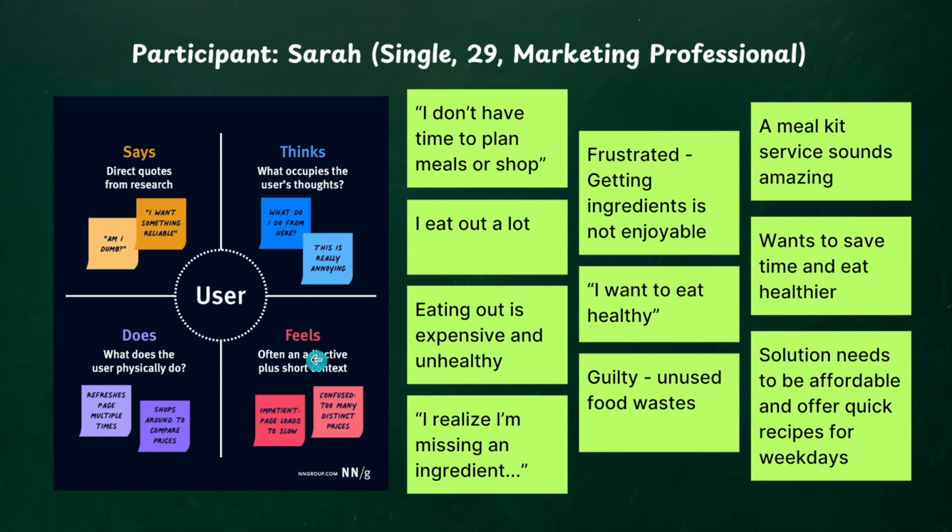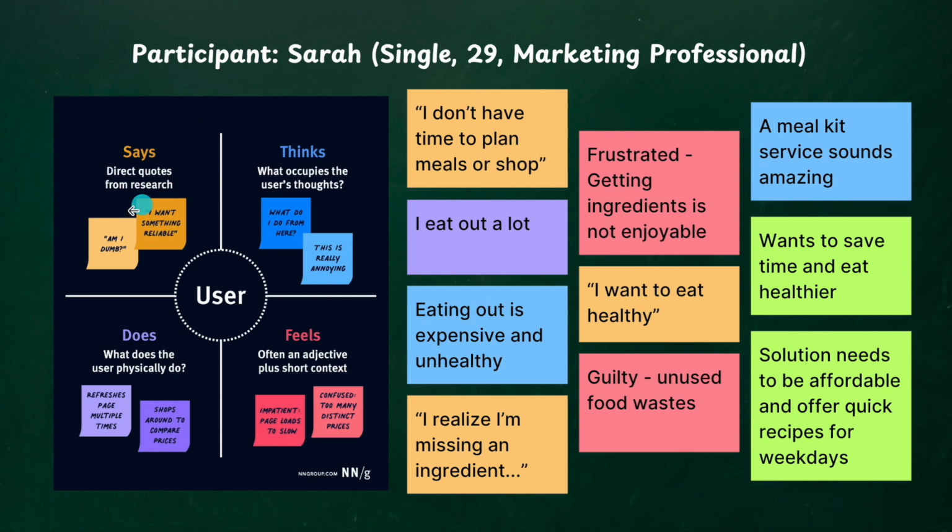Then the last one we have here is feels, and this is often an adjective, like I said earlier, plus a short statement for context. Now we have feelings: frustrated, getting ingredients is not enjoyable, guilty, unused food waste, and things like that. On this next page, I've already separated them. I use the colors that they use here.